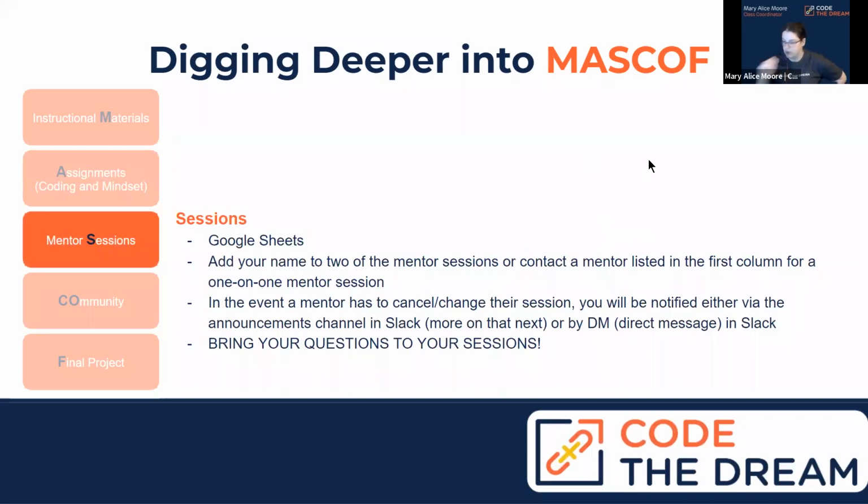For sessions, Google Sheets is what we'll use for your mentor sessions, and you just add your name to the spreadsheet. In the event a mentor has to cancel or change their session, we'll notify you either in the announcements channel in Slack or direct message you all in Slack if you've signed up for that session.